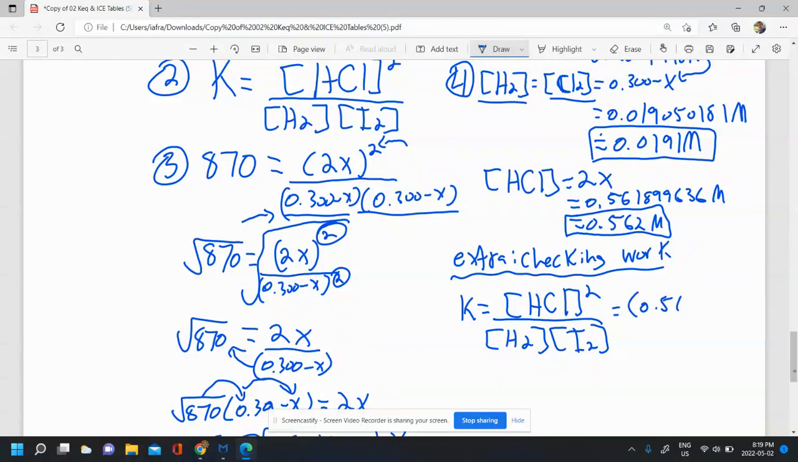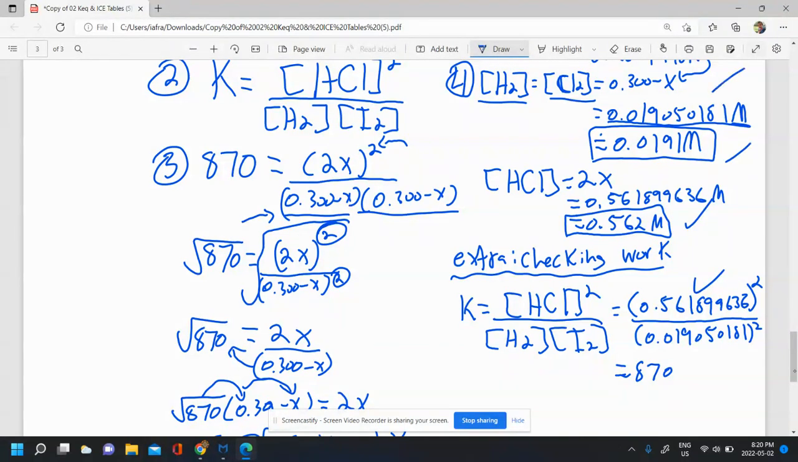So 0.561899636 squared over, I'm going to write this in there twice, so I can just write it squared since it's the same thing. And we get about 870. So that means that these concentrations are correct.